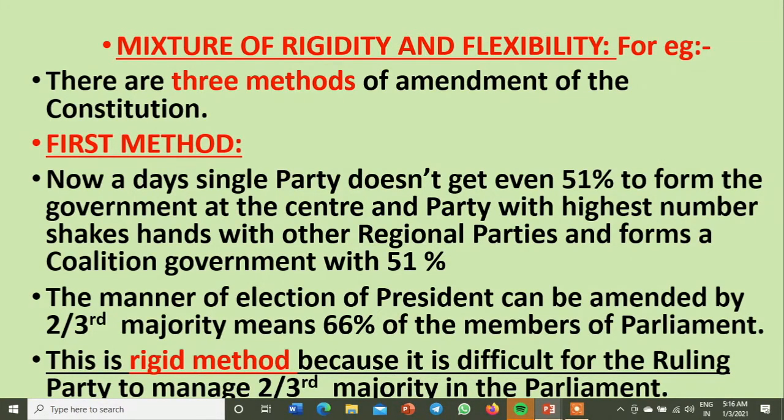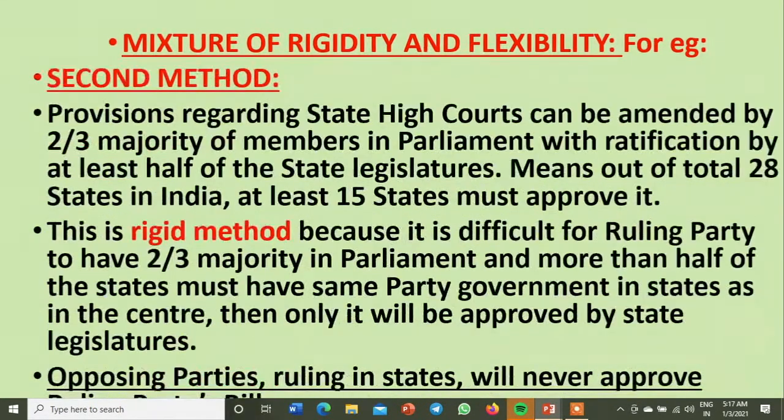The manner of election of the president can be amended by a two-third majority, meaning 66% of the members of parliament. Now this is rigid because a two-third majority is very difficult. 66% is not an easy thing. 51% itself is nowadays not being achieved by a party. How is it possible that they will get 66%? So the manner of election of the president can be amended by 66%. This is a rigid method because it is difficult for the ruling party to manage a two-third majority in the parliament.